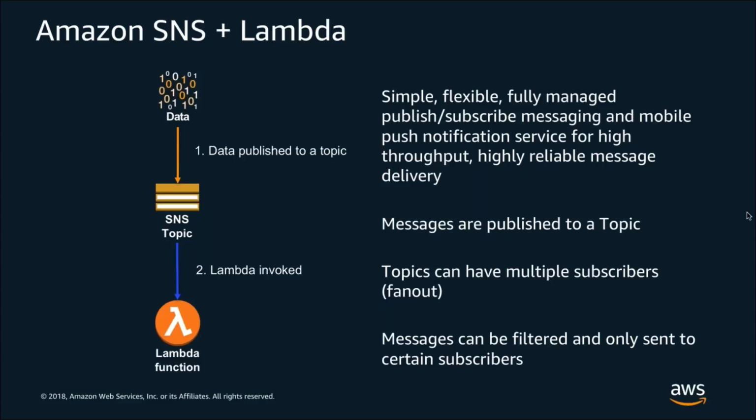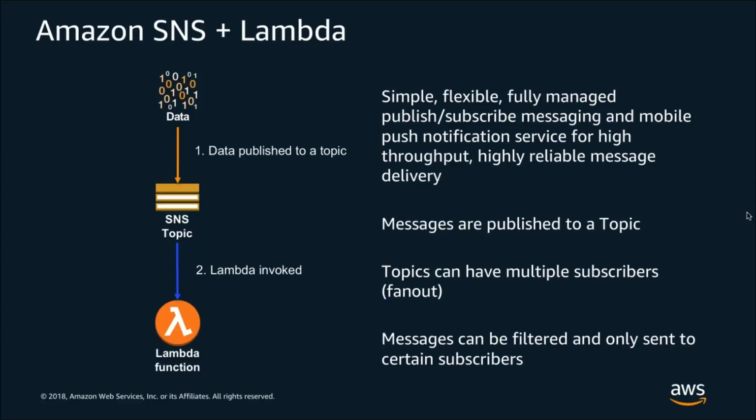So as messages are put into an SNS topic, the SNS service can then go and directly invoke a Lambda function with these messages, and then your Lambda function can consume that message or that record or that data and execute it.